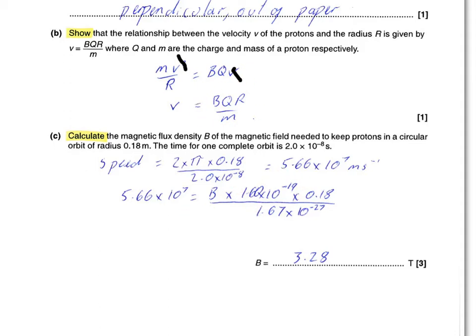Charge on a proton is the elementary charge. There's the radius in meters. There's the mass of the proton, so you do have to do a fair amount of using your data book there. Lob that all in and you end up with a rather large magnetic flux density of 3.28.